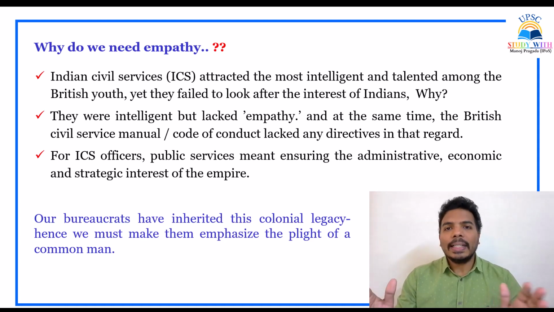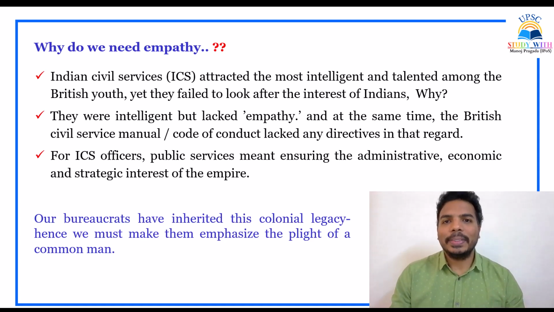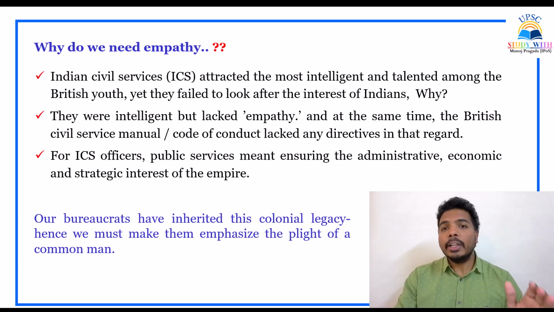But what is the objective? Our objective is inclusive growth. Our 12th Five-Year Plan talked about sustainable and inclusive growth. What does it comprise? It comprises the development of each and every section of the population or the society. So you have to take care of everyone.